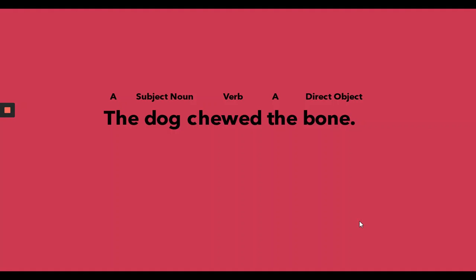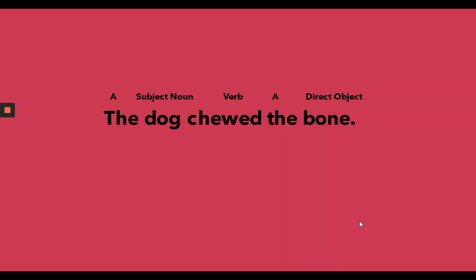Here we have the dog chewed the bone. Dog is our subject noun. It's the one doing the action, the verb chewing. Dog is chewing. Chewing what? Chewing the bone. So to find the direct object, we're always going to ask what or whom after the verb.